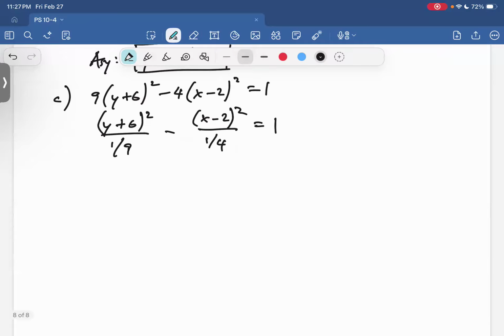All right. So my center is going to be 2, negative 6. Don't get it mixed up. And my A value is square root 1/9. My B value is square root 1/4. And so that means C is going to equal the square root of 1/9 plus 1/4, which is square root of 13 over 36, which is root 13 over 6.